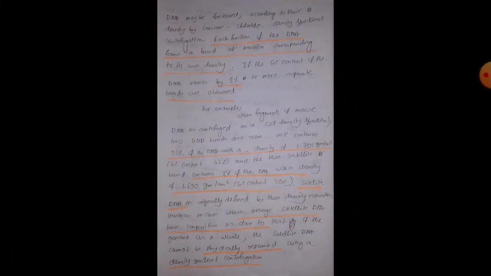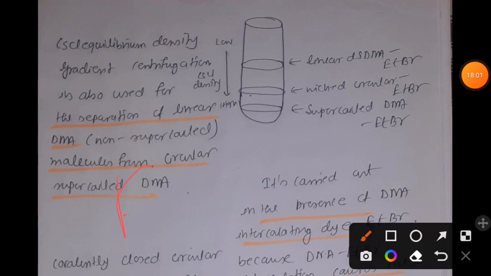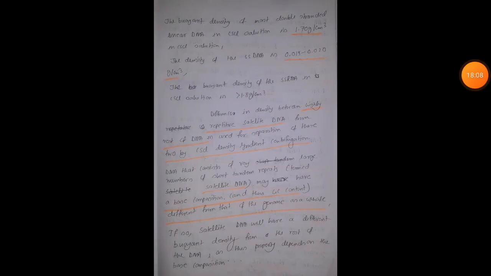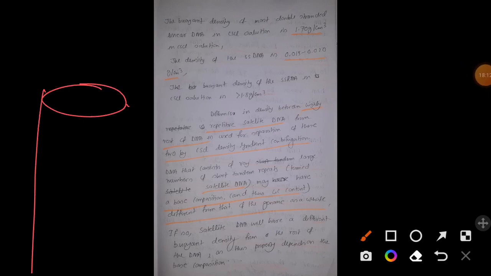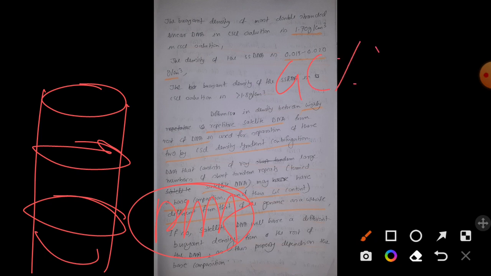Okay, and under such circumstances you have to use ETBR, remember, to unwind them. And here we are separating satellite DNA molecule from the rest of the part. Satellite DNA molecule will usually appear at the top and the rest of the DNA molecule will appear at the bottom. But this is totally on the basis of the GC content that is present.